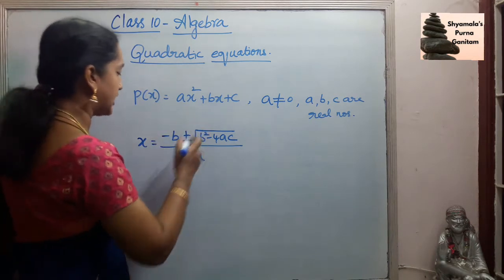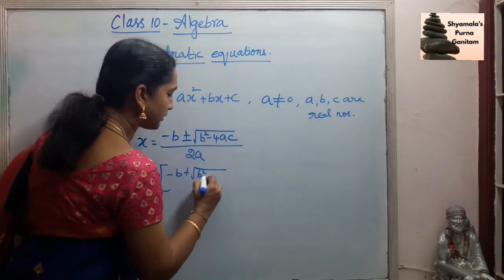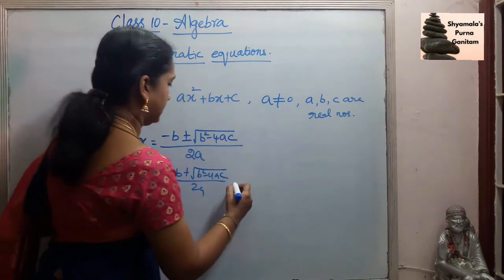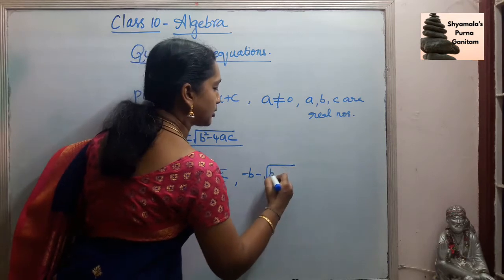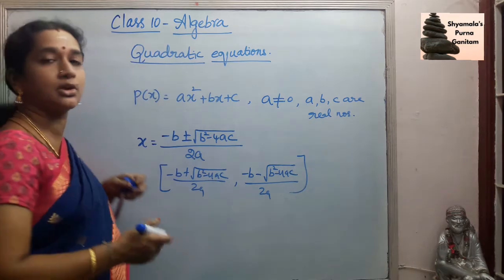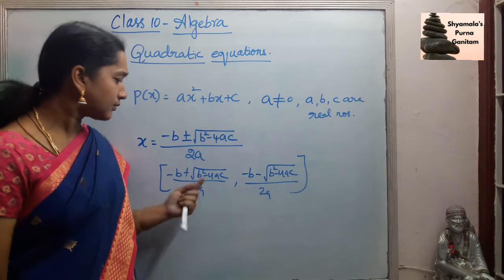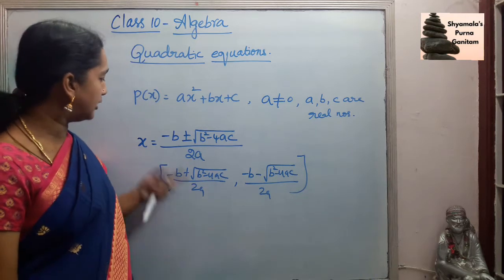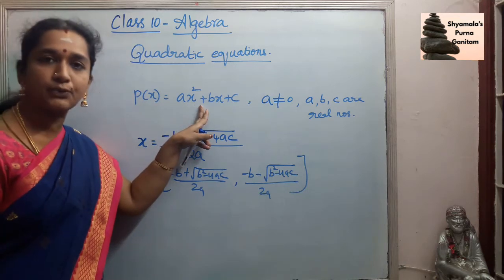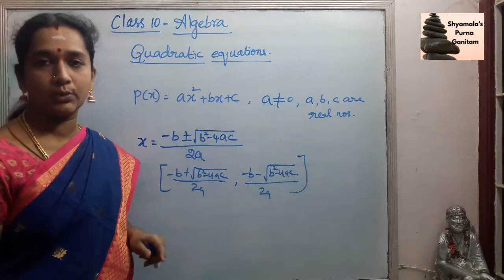We can split this and write it as minus b plus root of b squared minus 4ac by 2a and minus b minus root of b squared minus 4ac by 2a. So these are called the roots of the quadratic equation or zeros. Anything we can say, roots or zeros. When we simplify this and find the value, we will get the value for x. So this is the general form of the quadratic equation and this is the root of the quadratic equation.